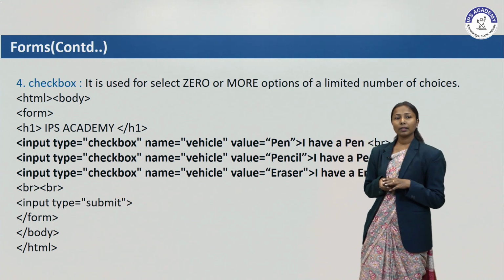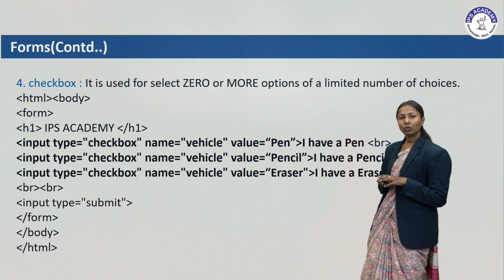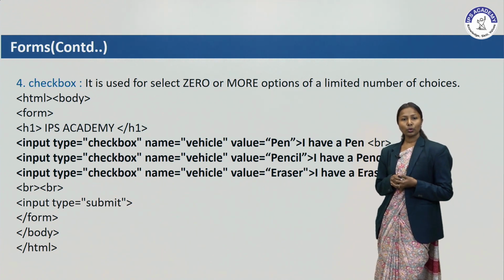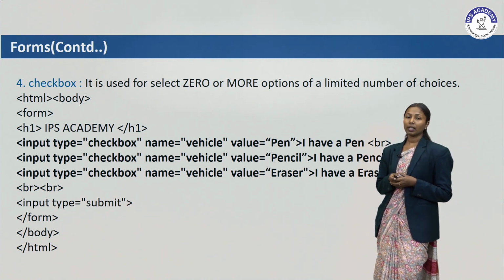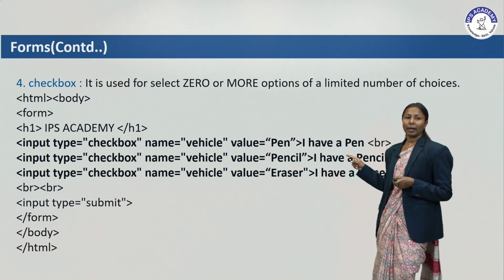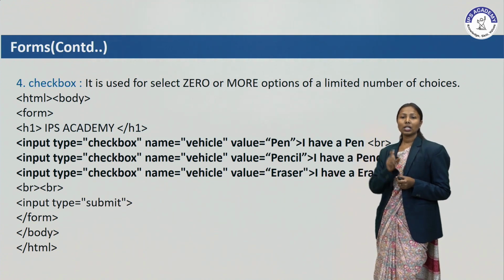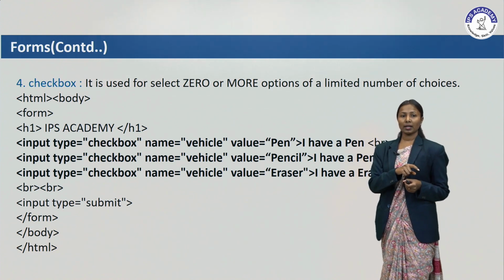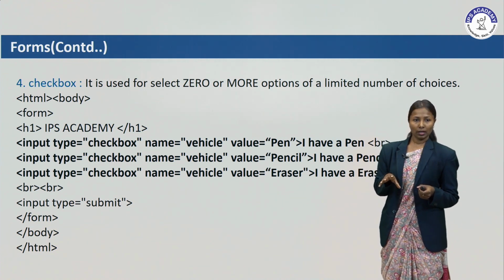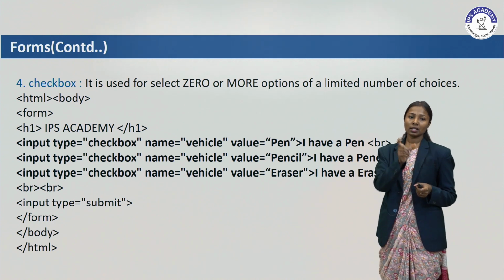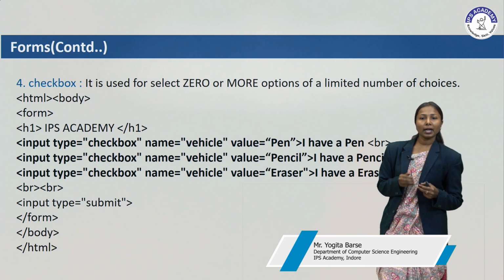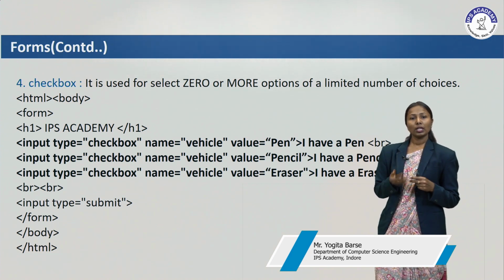So how to create a checkbox? First of all, you have to write down input type is equal to checkbox. Okay, name is equal to vehicle and value is equal to pen, and here you have to write I have a pen, right? So here I am changing input type to checkbox. Okay, in my previous example I wrote input type is equal to submit. Why? Because I was creating a submit button, and here I am creating a checkbox. So that's why I am writing here input type is equal to checkbox.